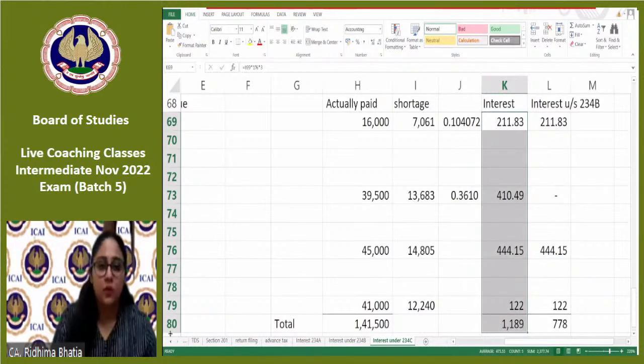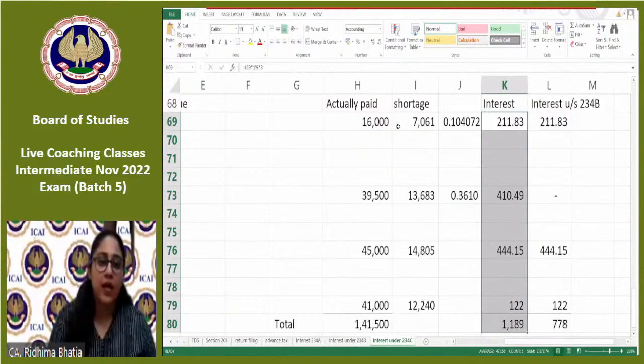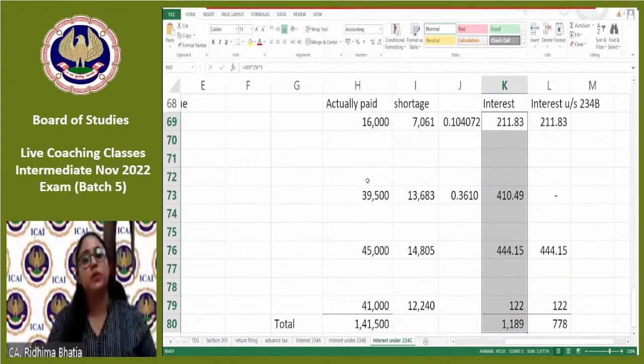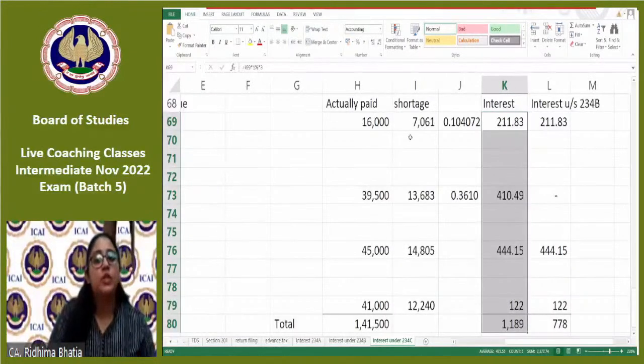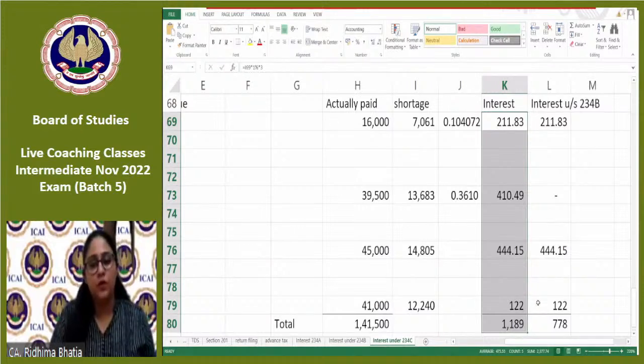Okay, so how to do a 234C question? Calculate actually paid, calculate the installments which should have been the case. Calculate the shortages, okay? But now when you are calculating the interest, first see whether the actual paid for the first installment is coming to 12 or 36. If yes, for that shortage you will not calculate the interest. Simple. Clear?